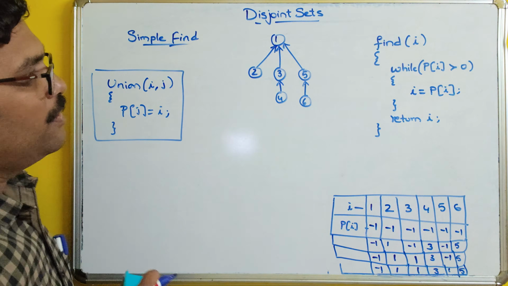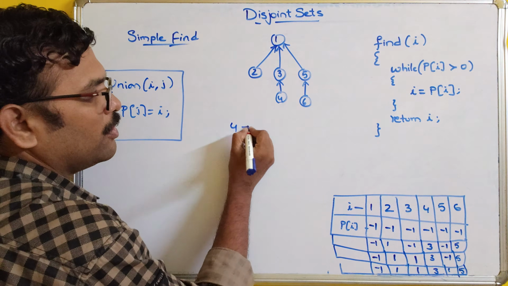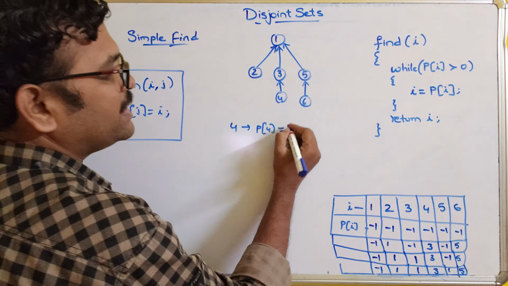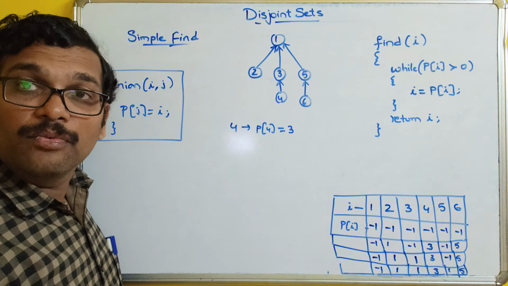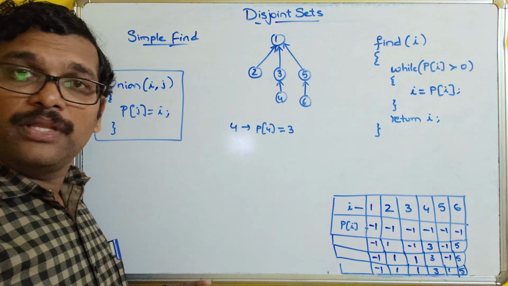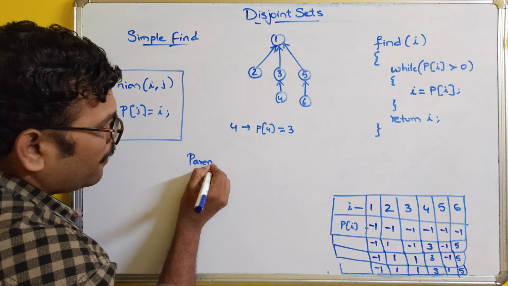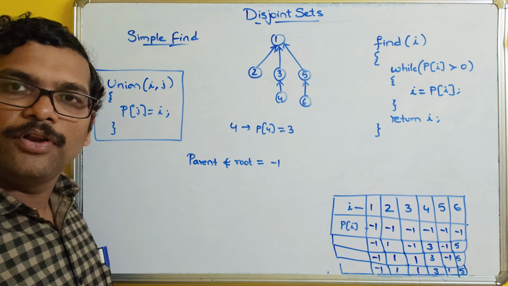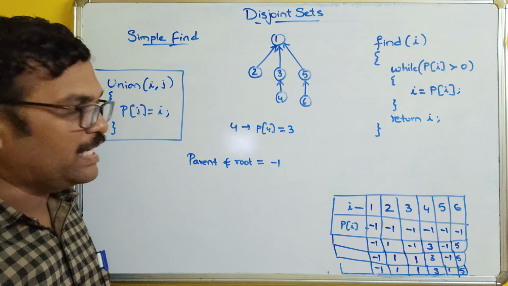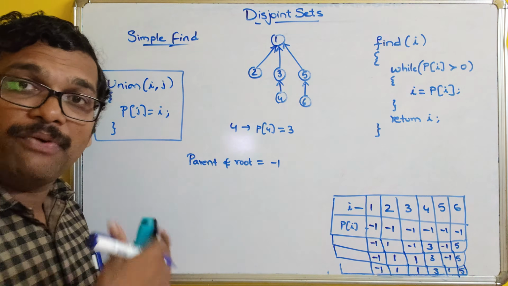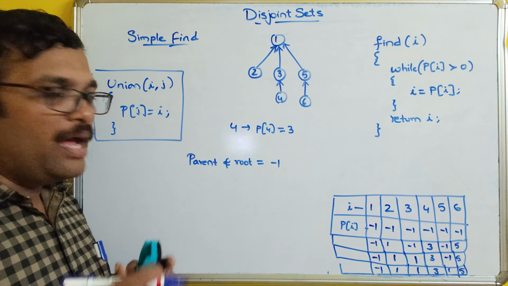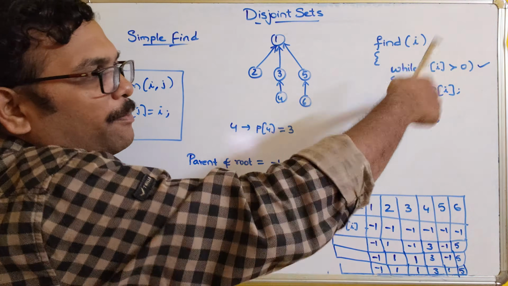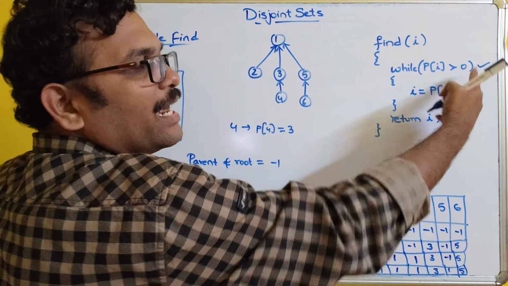You can check. If you want to find 4, what is the parent of 4? The parent of 4 is 3, which is not minus 1. We know that the parent of the root node is minus 1. So we need to repeat this process. We need to find every element's parent until it reaches minus 1. That's why we repeat the process while the parent is greater than 0.